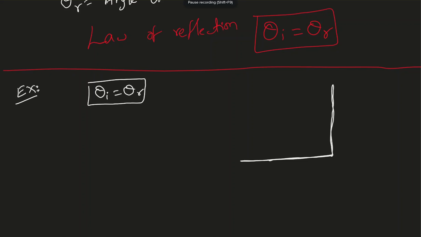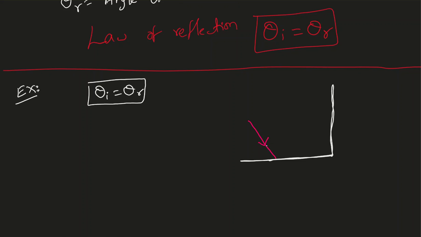Now, an incoming beam of light makes an angle of 15 degrees with the first mirror. So he mentioned, and clearly he gave us the diagram, that the light ray is falling onto it and is making an angle of 15 degrees. What angle will the outgoing beam make with the second mirror? So what is the angle of reflection? That's what he's asking about.